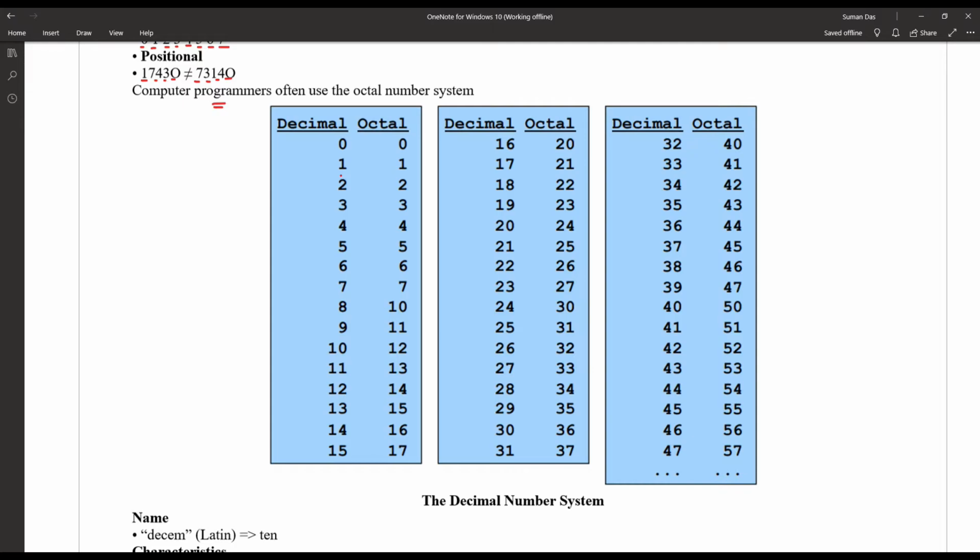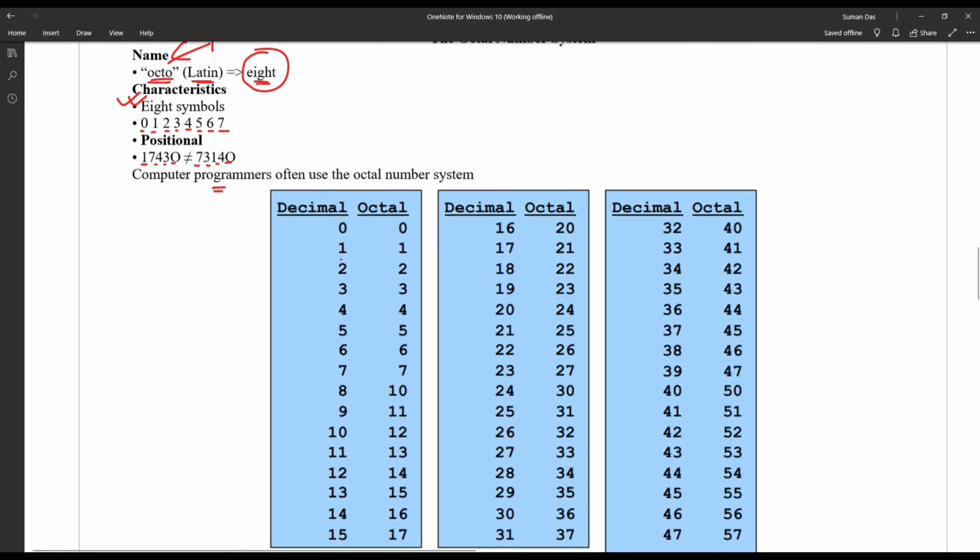As we have already found, there are 8 symbols from 0 to 7. So according to decimal and octal equivalence, from 0 to 7 are the same for decimal and octal. That means for decimal 0, octal is 0. For 1 that is 1. For 2 that is 2. For 5 that is 5. For 7 that is 7. And from 8, the octal number is now 10. Whichever 8 is in the decimal number system, in octal that is 10.